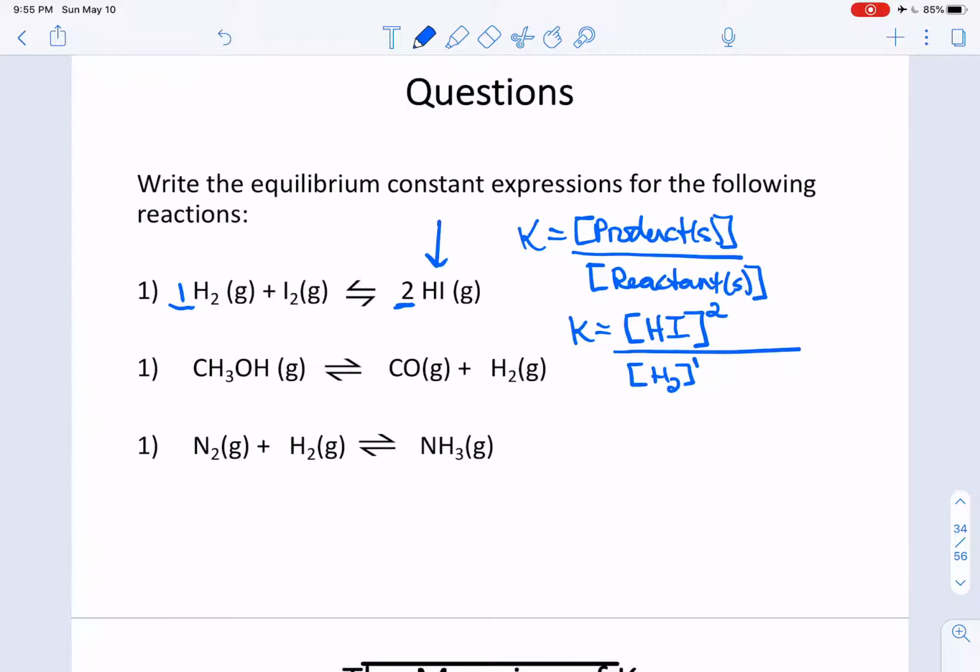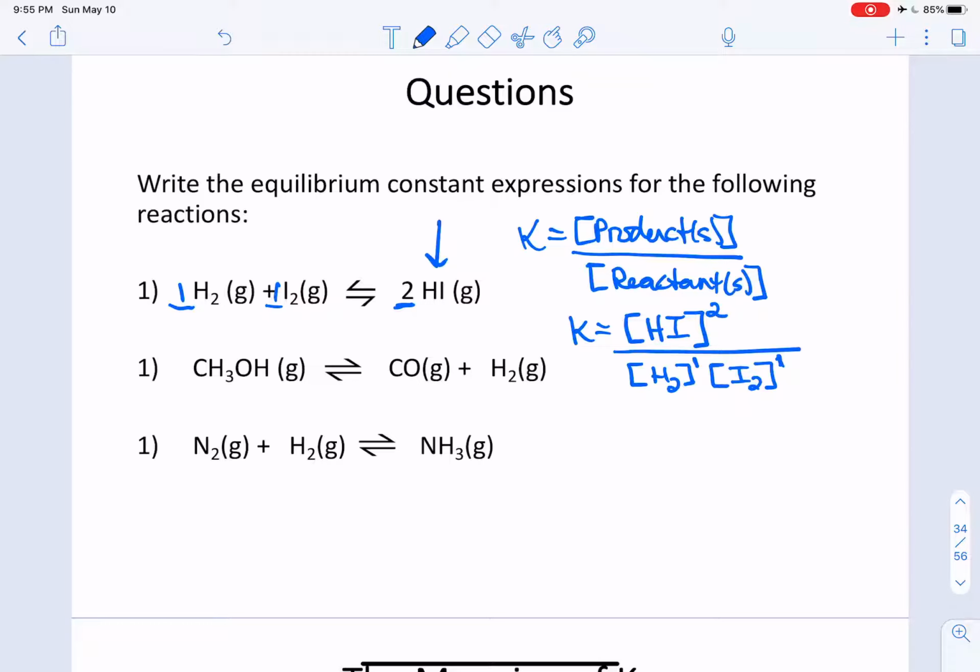And then what's next? You have to put the other reactant down here. So the concentration of I2, and the coefficient on that, if we wanted to slip it in right there, would be 1. And if you need to write the 1 up there, go ahead. But remember, when it's 1, you don't have to.